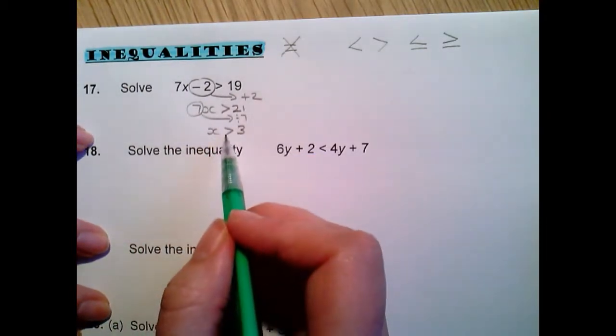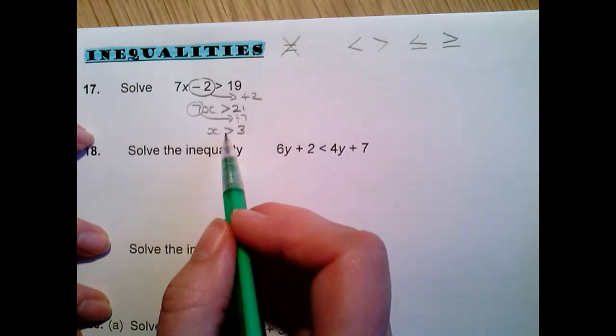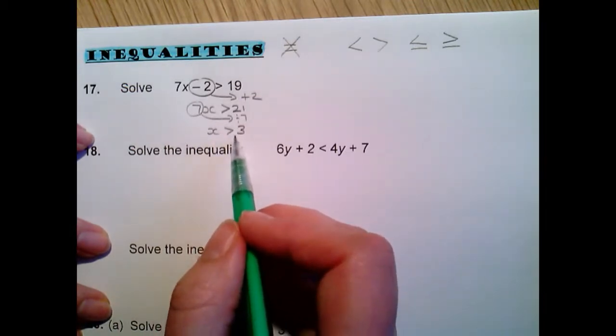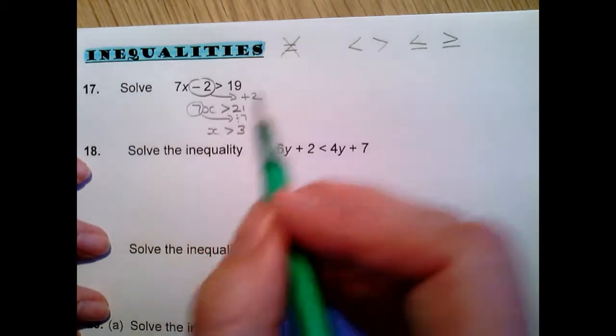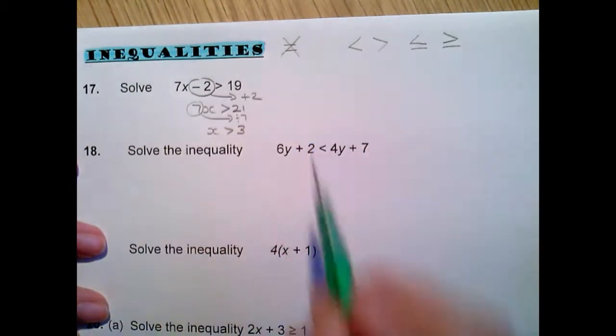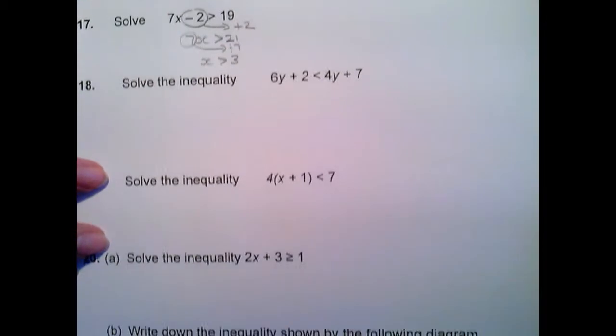So you can see the only difference there is that you don't end up with an x is equal to 3. You end up with an x is bigger than 3. That's all. Apart from that, it's exactly the same as solving an equation. The same sort of thing for number 18 then.